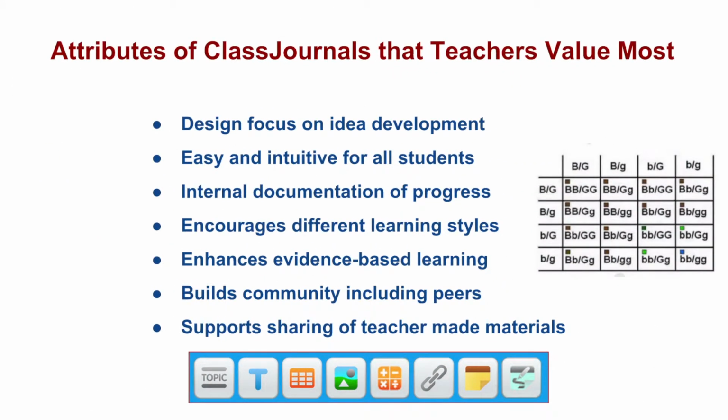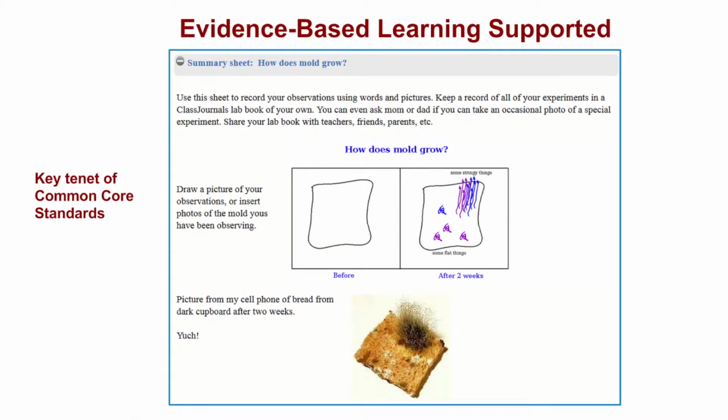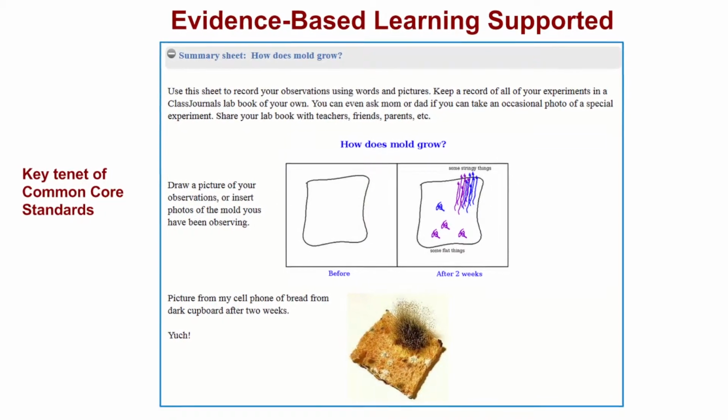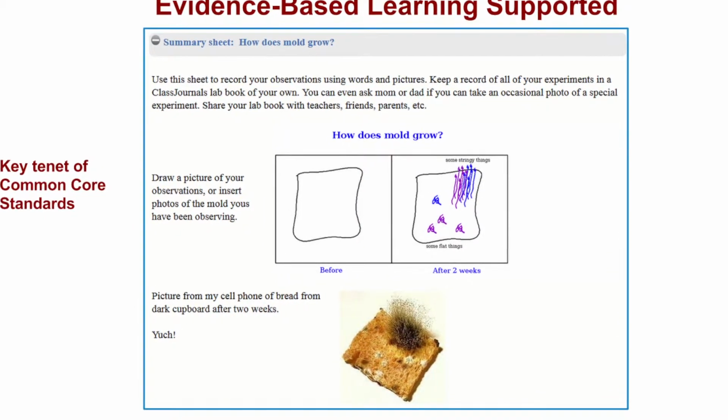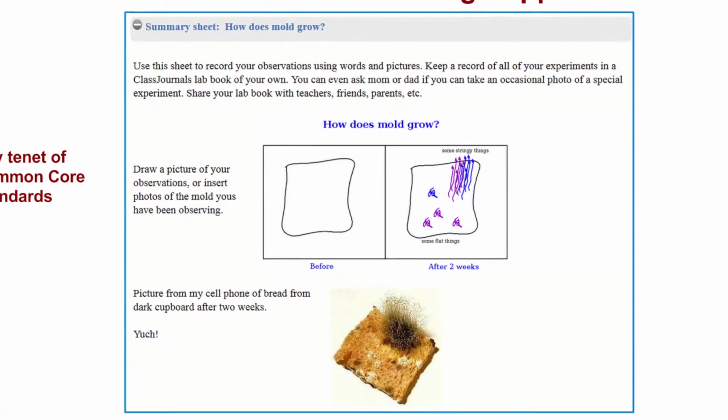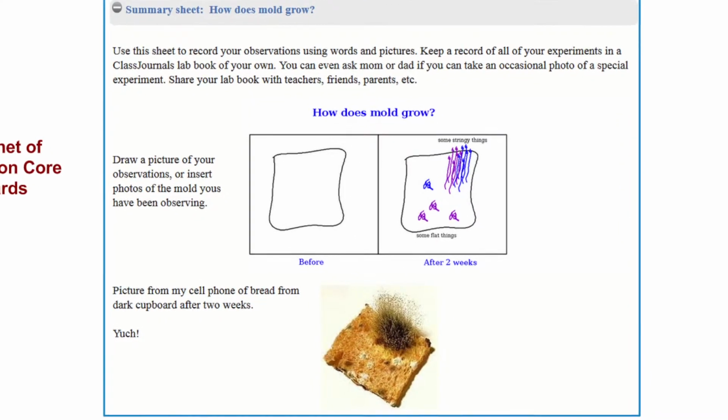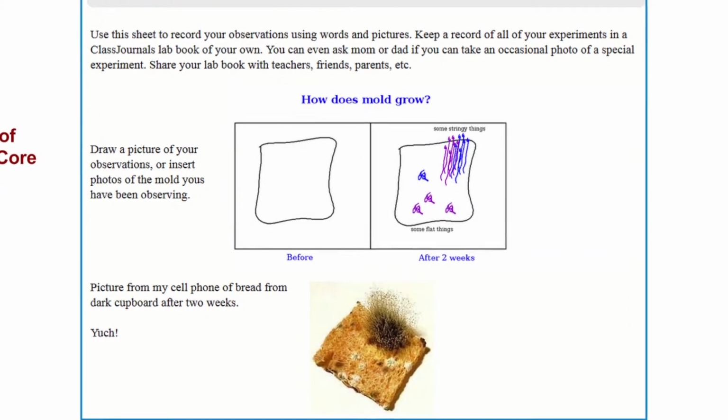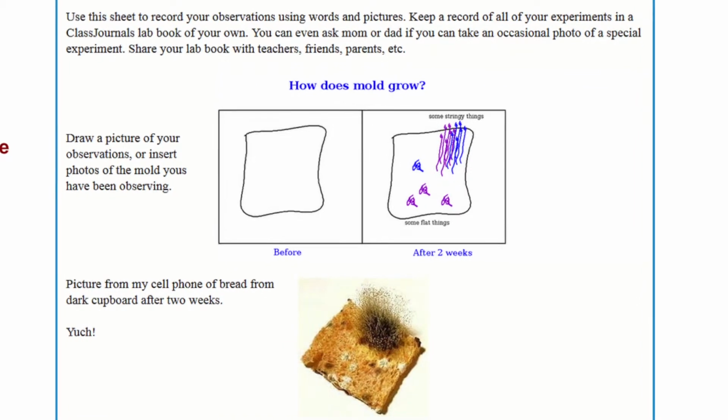ClassJournals also provides a platform for assignments, which ask that students provide evidence in support of their views. Evidence-based learning is of particular interest to those shaping their curricula to be consistent with Common Core objectives. Consider this student response to a teacher-made unit on how mold grows. Note the sketch in the center of the page and the photograph of mold on bread at the bottom. Both sketches and images are easily added to a document.